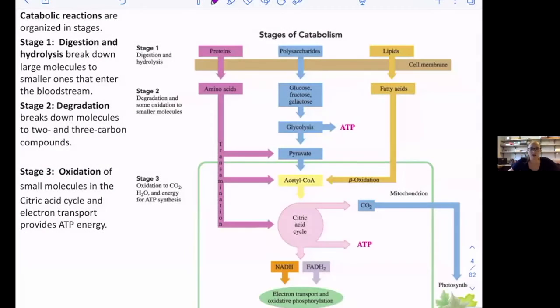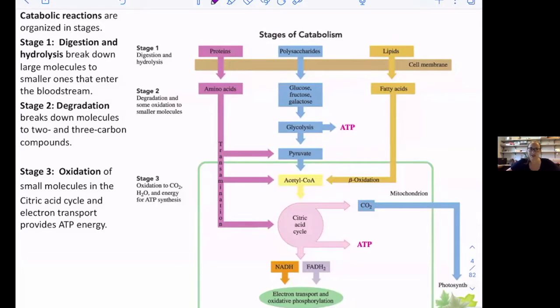Okay, so now we're going to talk just a little bit more in depth, but still generally about catabolic reactions. We'll do anabolic reactions in just a minute. But catabolic reactions are organized in stages. So your body doesn't just take one big molecule of a fat, let's say, and break all of it down into its smallest parts in one fell swoop. There are stages to it.